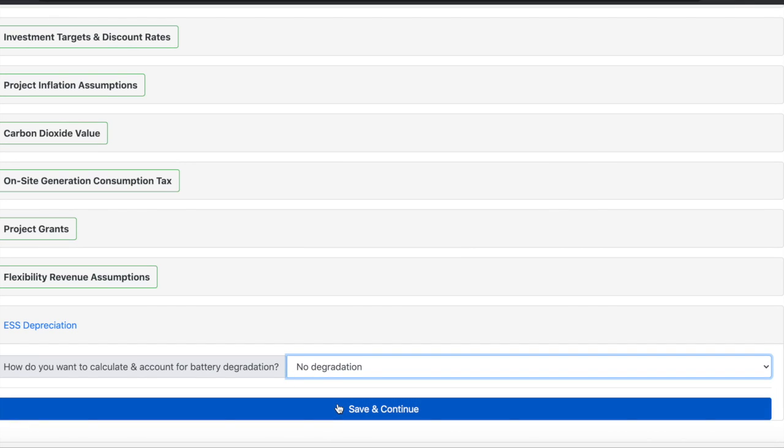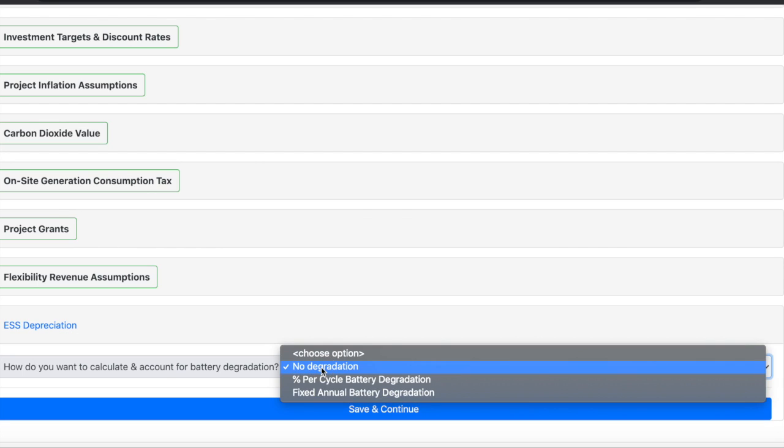And what that will do is assume that every year your battery will be able to store and discharge the same amount of energy. Now, that's not probably what's going to happen in reality, so you need to be aware of that and make sure that you have that in your mind when you're looking at the results.